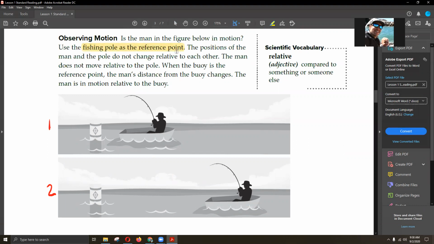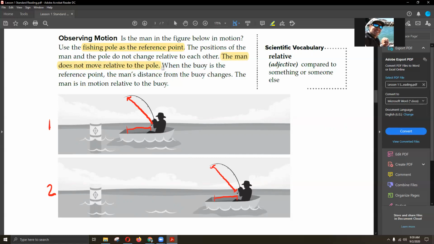When you use the fishing pole as a reference point, the positions of the man and the pole do not change relative to each other. If you compare image 1 to image 2, the distance between the man and his fishing pole are the exact same. The distance between him within his boat really is exactly the same. So when you compare the man relative to his fishing pole, the man is not in motion. The man does not move relative to the pole.